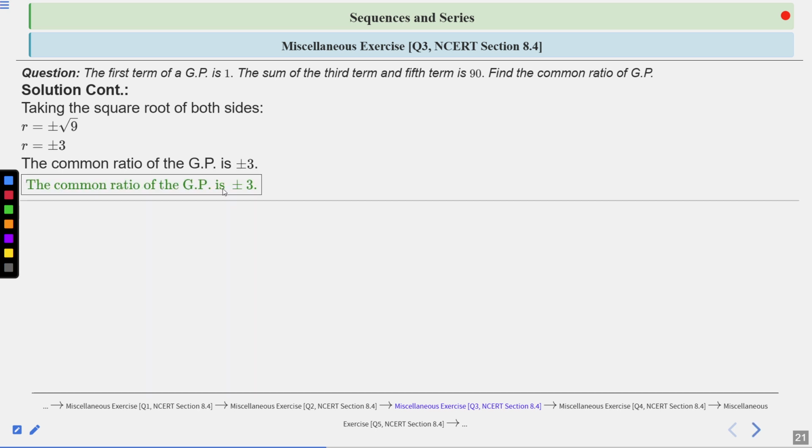The common ratio of the geometric progression is +3 or -3. If you take the value -3 or +3, here we obtain the possible value of r either +3 or -3. You can verify.